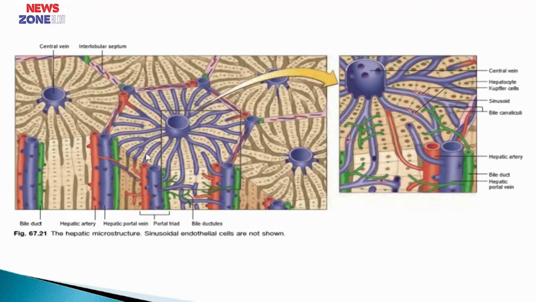In this figure, these are hepatic lobules which contain a central vein in the center, and on the periphery there are portal areas which contain portal triads. These are hepatic plates which may branch and anastomose with each other, and between two hepatic plates there are hepatic sinusoids.